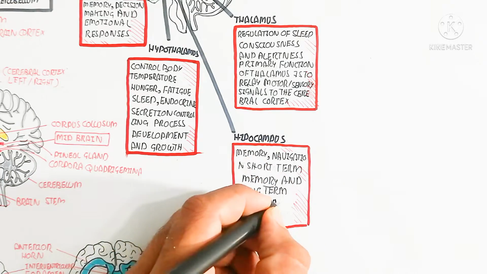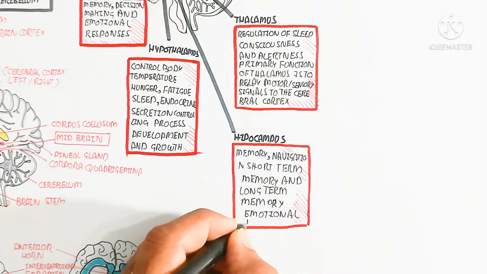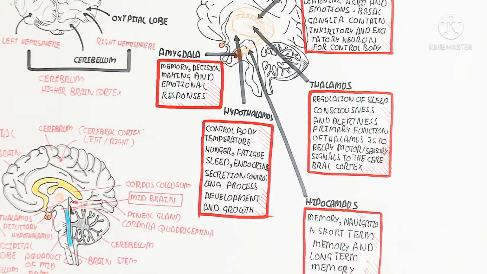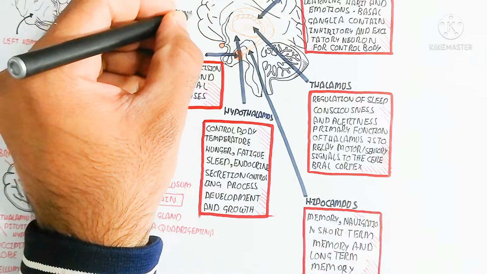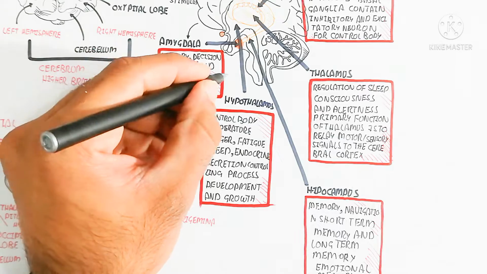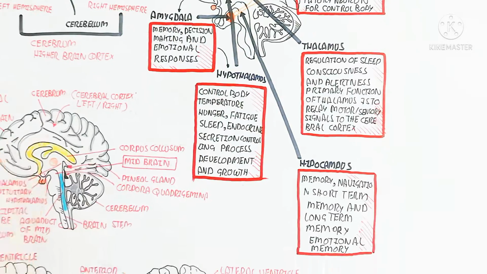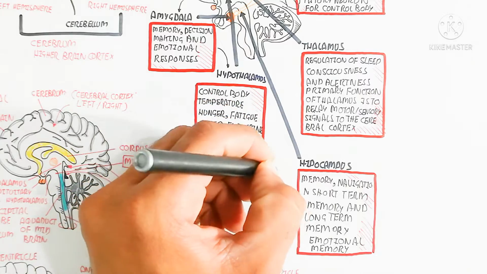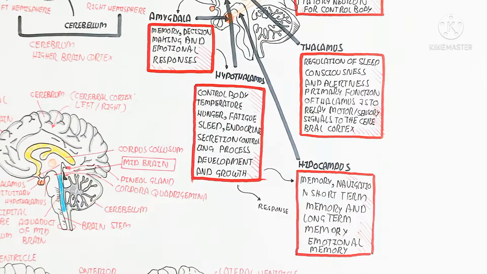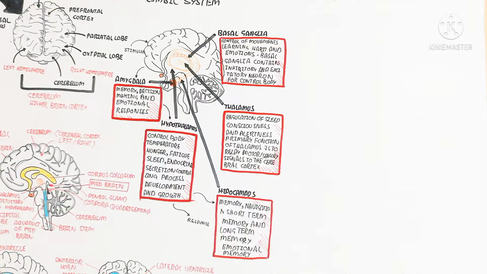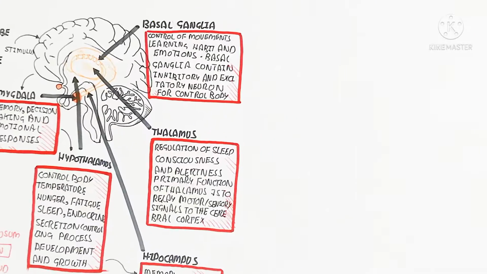So on the other hand, here is the hippocampus, which is important for memory and navigation, short-term memory and long-term memory, emotional memory also. So the hippocampus is used for memorization as well as concept-getting memory. Here is the amygdala, which stimulates the hypothalamus to respond; the hippocampus is also for learning.